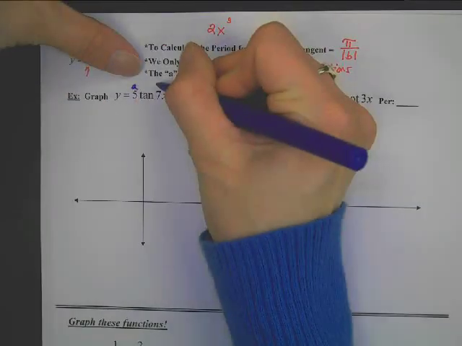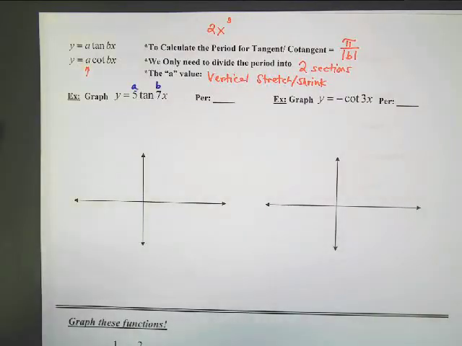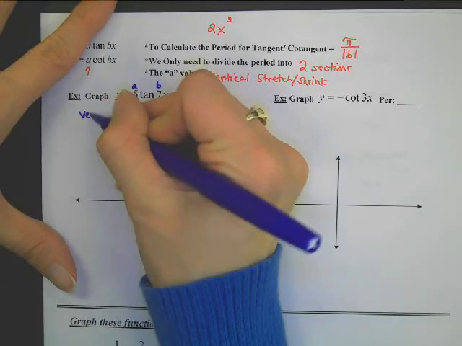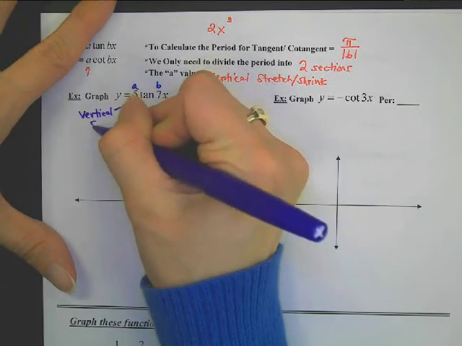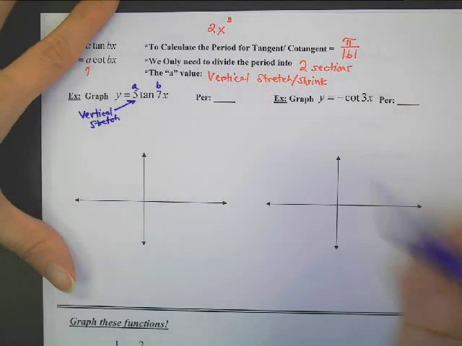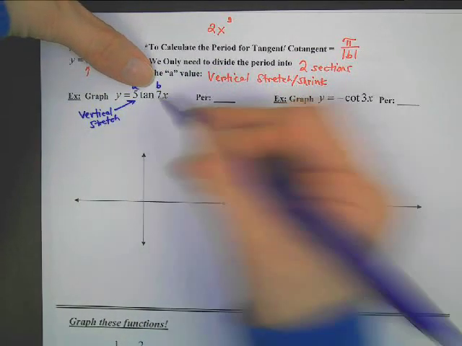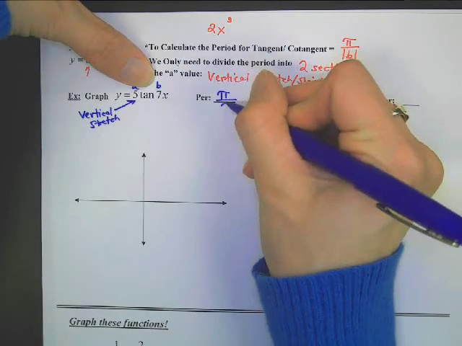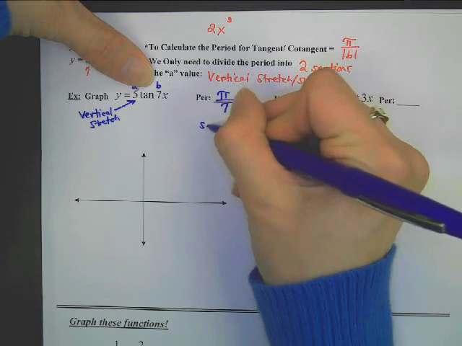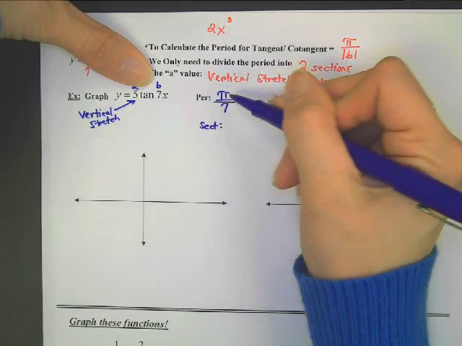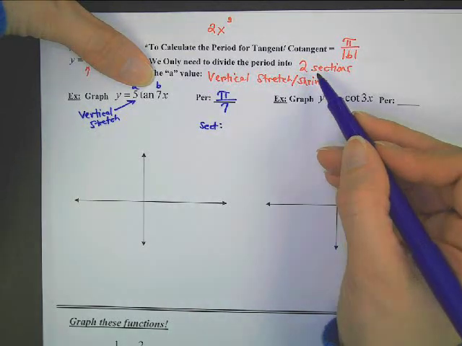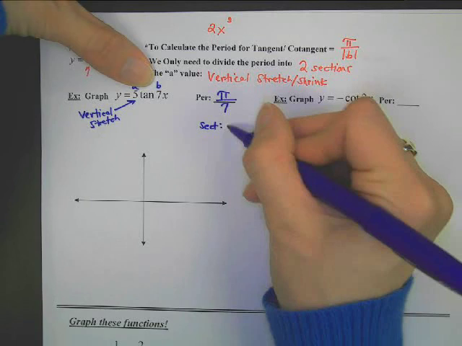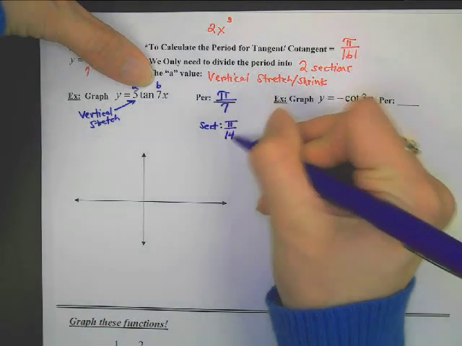So the A is 5, and the B is 7. So let's go ahead and mention the 5 first of all. That 5 means vertical stretch. Okay, so it's going to be a little stretchier. And the B affects the period. The period for tangent is pi over B, which is pi over 7. Now, what about a section? Okay, we have to take the period and divide it into 2 sections. So over 7, and if I put a 2 down there also, that's going to be pi over 14.